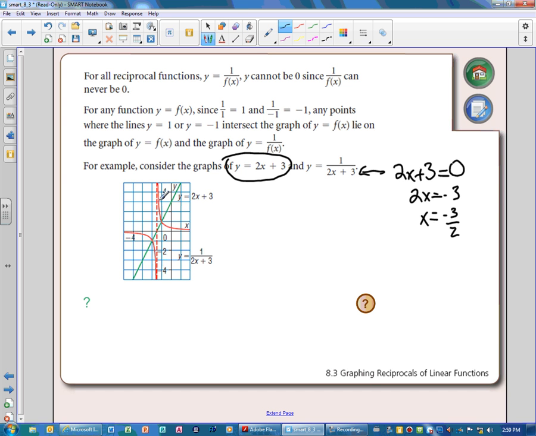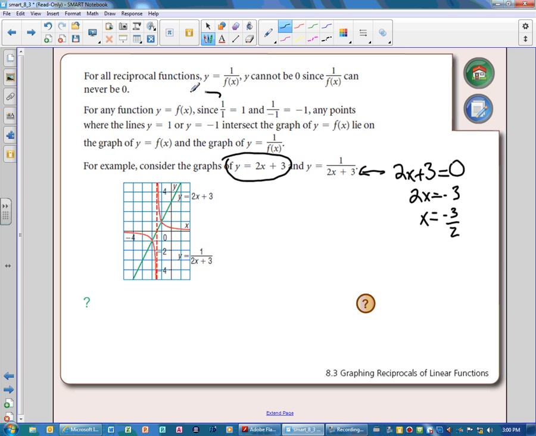And then look at my reciprocal. Look at how it goes down there. So I have a vertical asymptote at negative 1.5. I also have a horizontal asymptote at the x-axis because y can never be 0. I can never have that. So it looks like this, and it looks like this here. And look at how it's crossing the original for the third time. That's going to happen every single time.